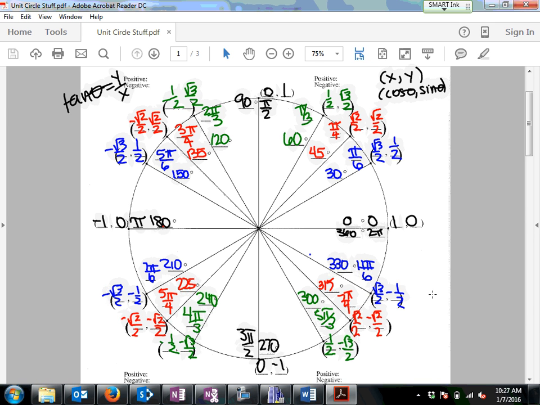So let's look at that. Let's talk about the tangent of 45 degrees. Our coordinate at 45 degrees: our y coordinate is radical 2 over 2, our x coordinate is radical 2 over 2. So the tangent of 45 degrees is 1. Those 45 degree angles are going to be nice when we have to evaluate tangent, don't you think?